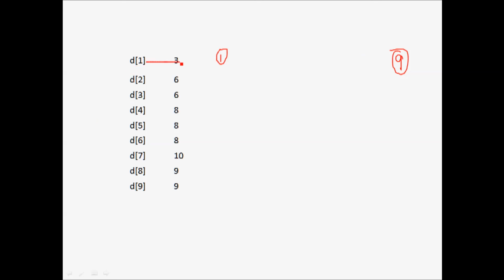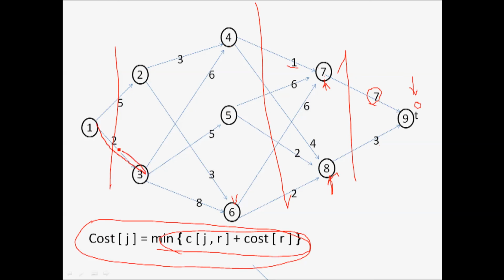Now from D of 1 it is 3, so from 1 it goes to 3. From 3 it now goes to 5. So here is the fifth vertex. From the fifth vertex we have to go to vertex number 8, and from the 8th vertex we have to go to vertex number 9. So this will be the shortest path of our multi-stage graph. Let's draw this, that is 1, 3, 5, 8, 9: 1 to 3, 3 to 5, 5 to 8, and 8 to 9.